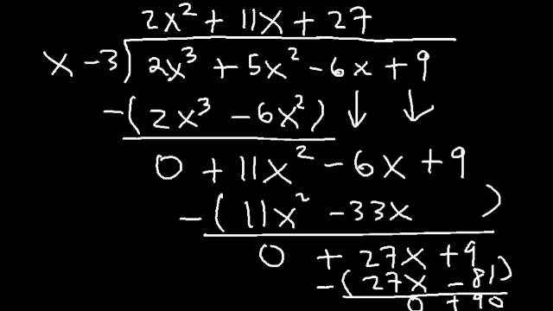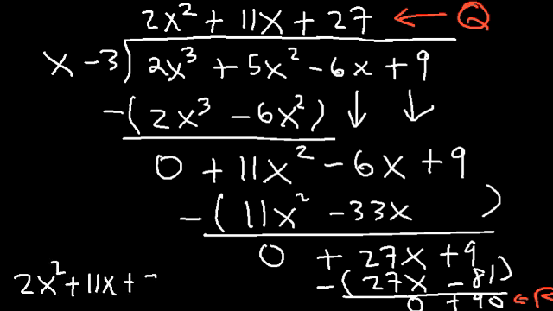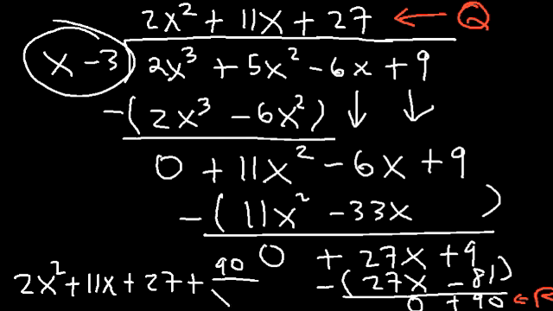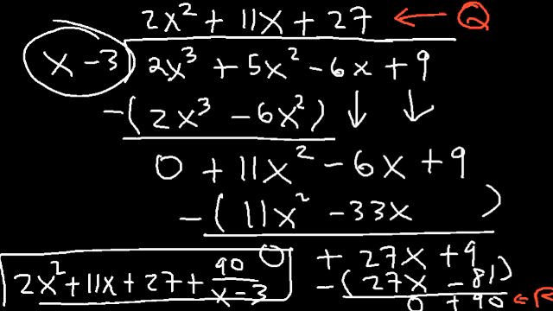So as you can see, we have the quotient on top and a remainder of 90 on the bottom. So to write that as an answer, it's 2x squared plus 11x plus 27 plus the remainder 90 divided by what you tried to divide it by, which is x minus 3. So this is the solution.